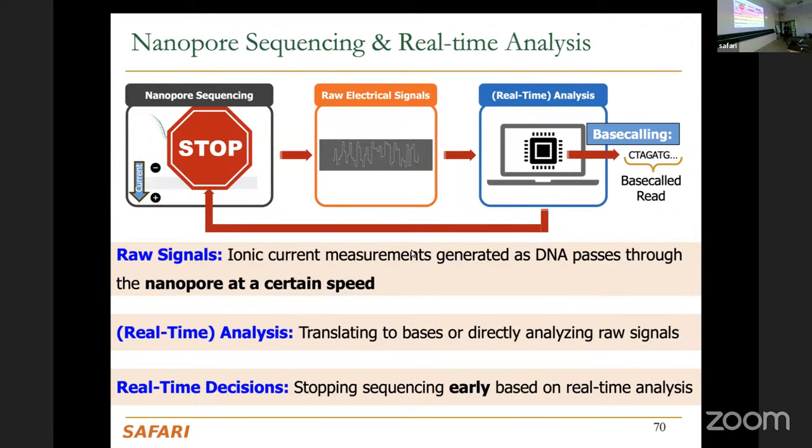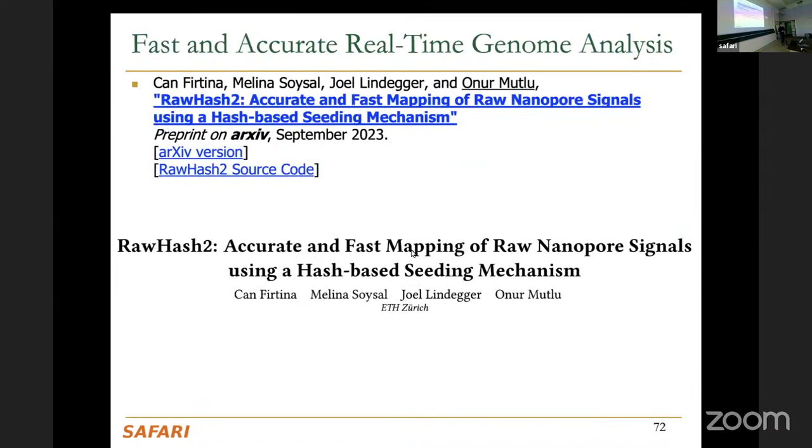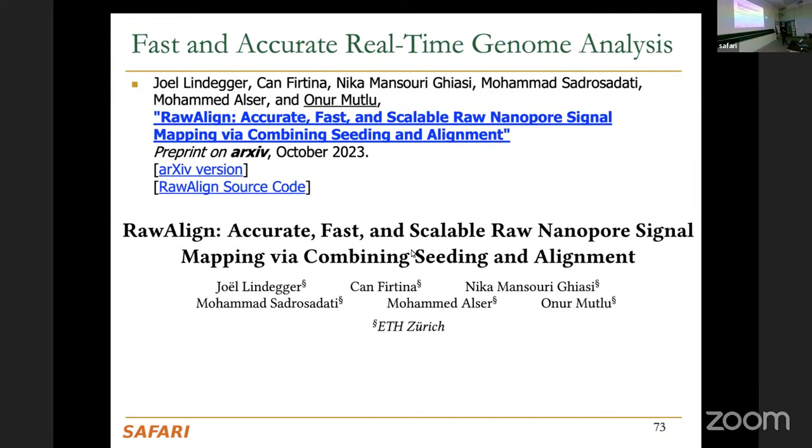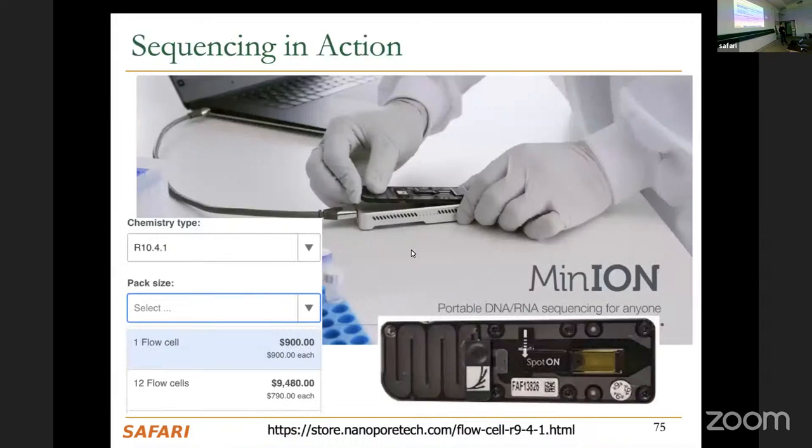effort on unnecessary sequencing. We actually explore these benefits in this paper that we call RowHash. If you're interested in this direction, you can check this paper. And we, of course, worked more on this direction, and there is also earlier work. So this is another paper. We also make some algorithmic changes so that the analysis is more accurate. This is another paper in that direction as well. And we also look at ways of base calling, essentially using ML techniques to translate the signals into the bases, and then still do almost real-time analysis with AI/ML approaches.